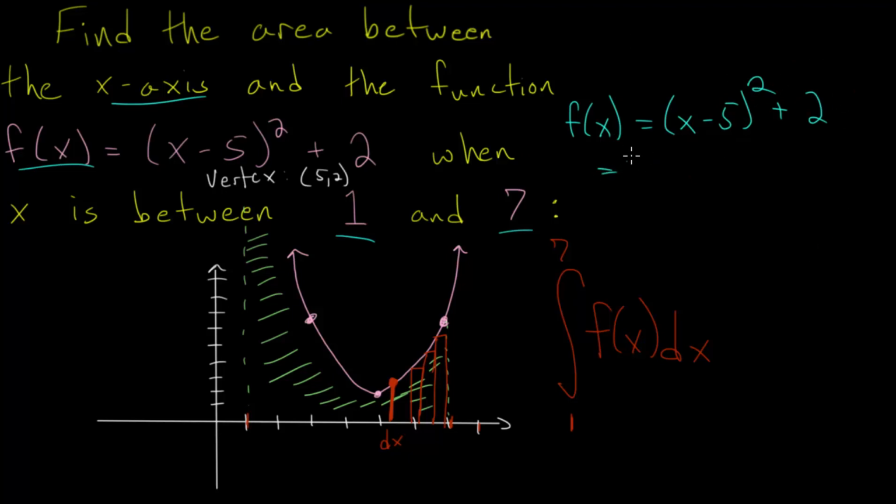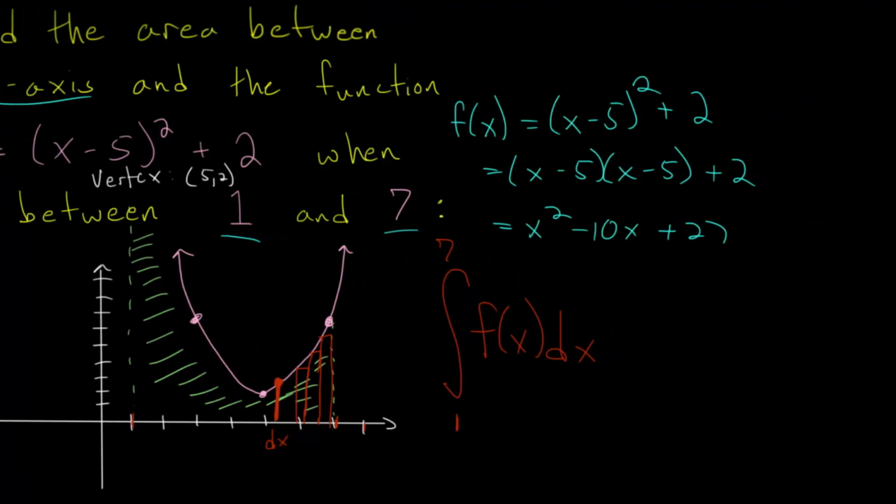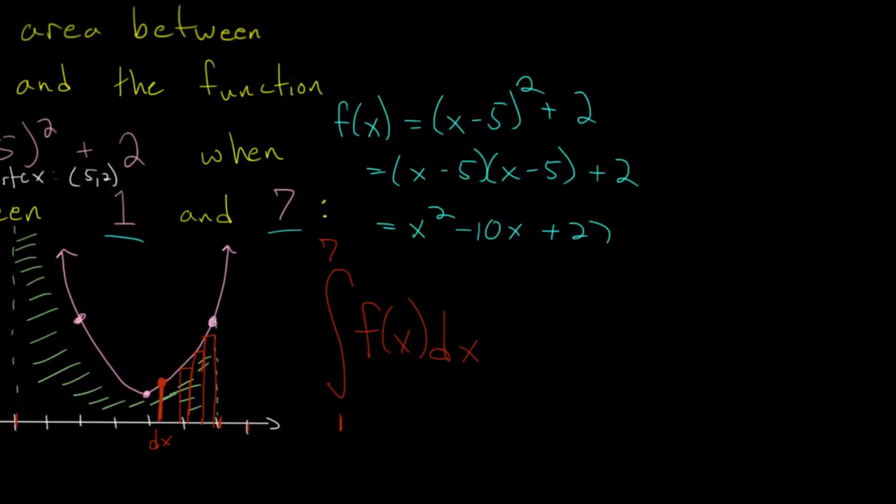So we need to multiply out this perfect square here, x minus 5 times x minus 5, and then we'll add 2. So if we distribute, we get x squared minus 5x minus 5x, so that's minus 10x, and then minus 5 and minus 5, that's plus 25, but then we add 2 more, so we get 27 there. And let me just make a little bit of room so that we can actually compute this integral now.